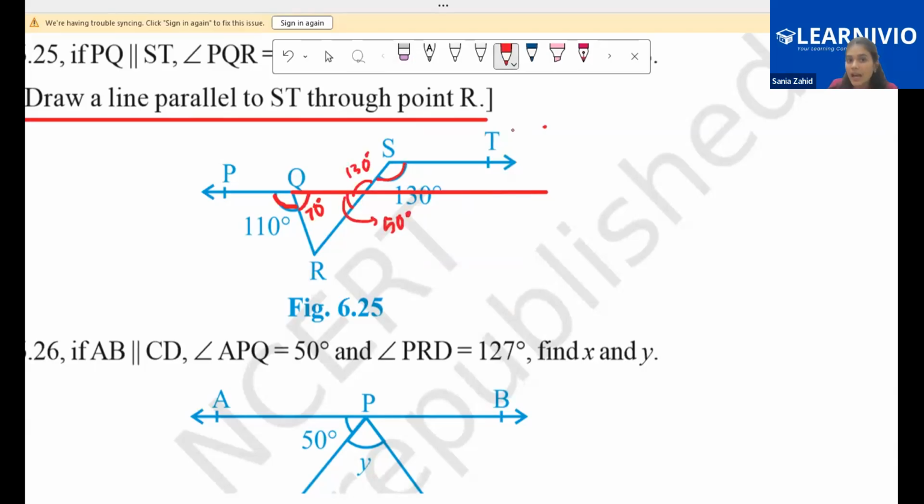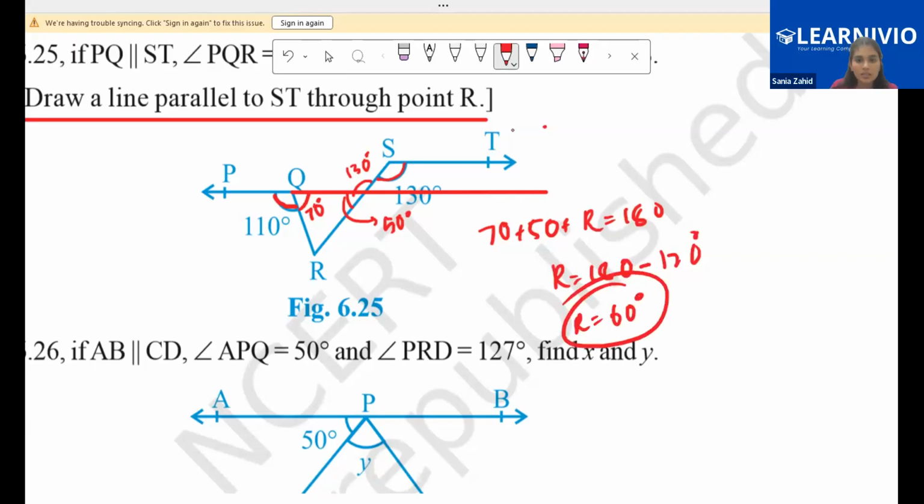And now you will apply the angle sum property. So 70 plus 50 plus angle R is equal to 180 degree. So R is equal to 180 minus 70 plus 50, which is how much? 120. So that is why angle R is 60 degrees.